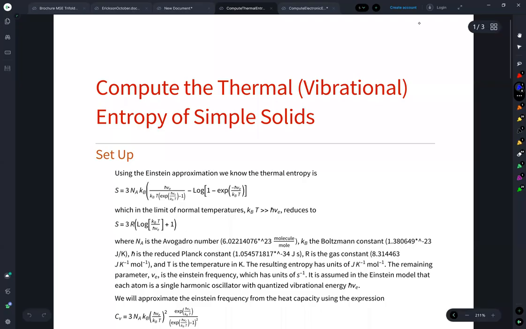Okay, so in this video, I want to talk about computing the thermal or vibrational entropy of simple solids. I'm not going to derive this, but I'm just going to talk about applying it. We are going to be using the entropy expression from the Einstein approximation. So this is treating every atom as an isolated simple harmonic oscillator.